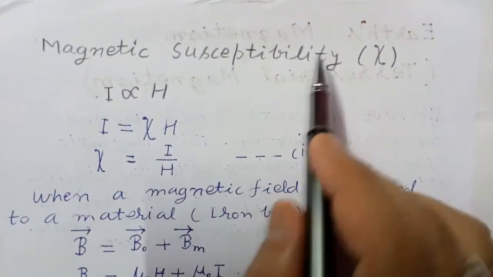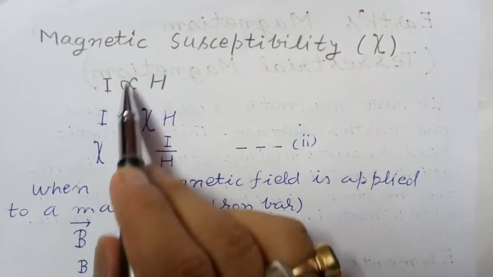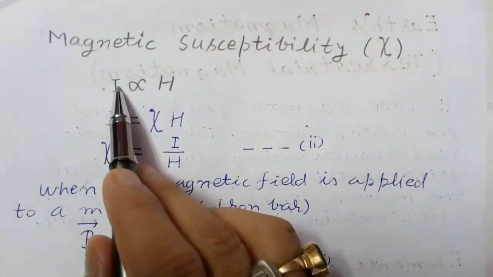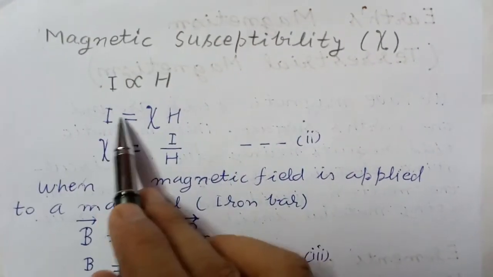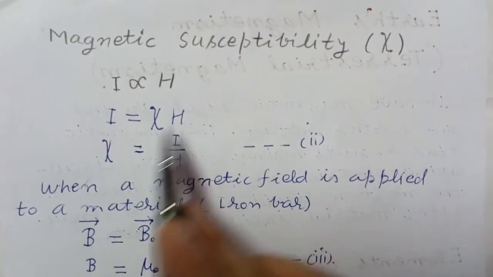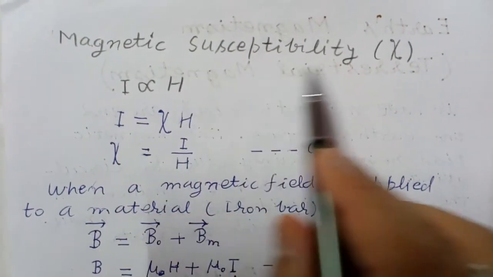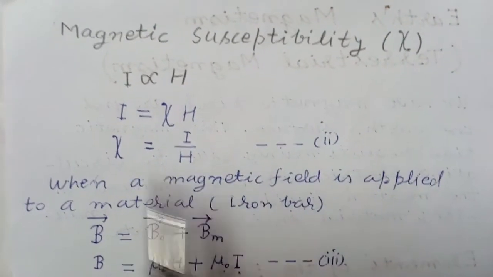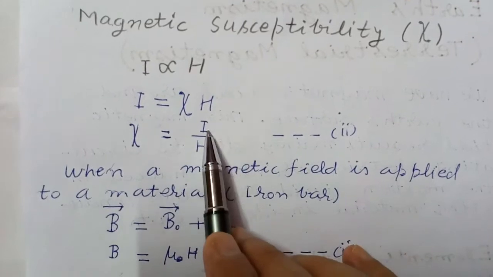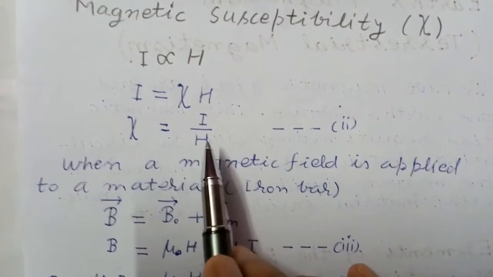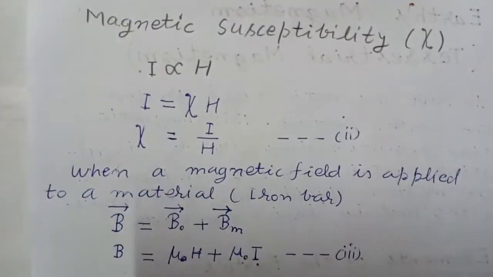Magnetic susceptibility: as I is proportional to capital H, means intensity of magnetization is proportional to magnetic intensity, or I is equal to some constant chi into H. This chi is known as magnetic susceptibility of the medium. So chi is equal to I upon H. Now as unit of I and unit of capital H are same, so chi has no unit.